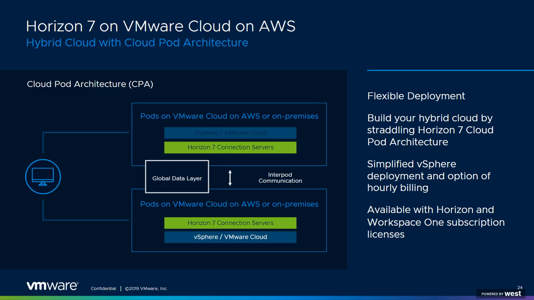Cloud pod architecture is a big component of VMware Cloud on AWS's implementation of VMware Cloud with Horizon 7. It gives us the capability of leveraging existing cloud pod architecture and including VMware Cloud on AWS as one of those global data layer components for Horizon 7 hybrid cloud technologies, giving us the ability to land the footprint of Horizon 7 in those SDDCs.